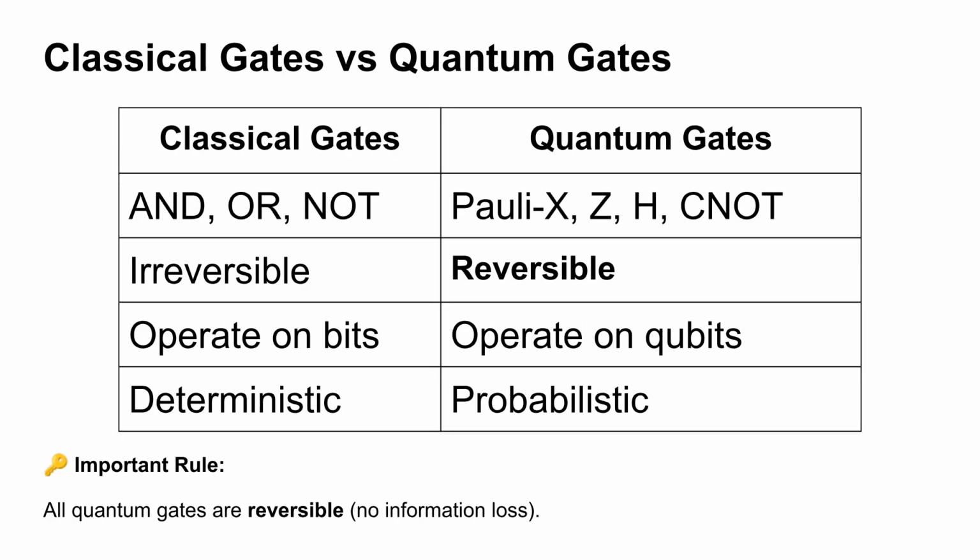Classical gates, like AND or NOT, are irreversible, operate on bits, and are deterministic. Quantum gates, such as Pauli-X and Pauli-Z, are reversible, operate on qubits, and are probabilistic. Remember, all quantum gates are reversible.